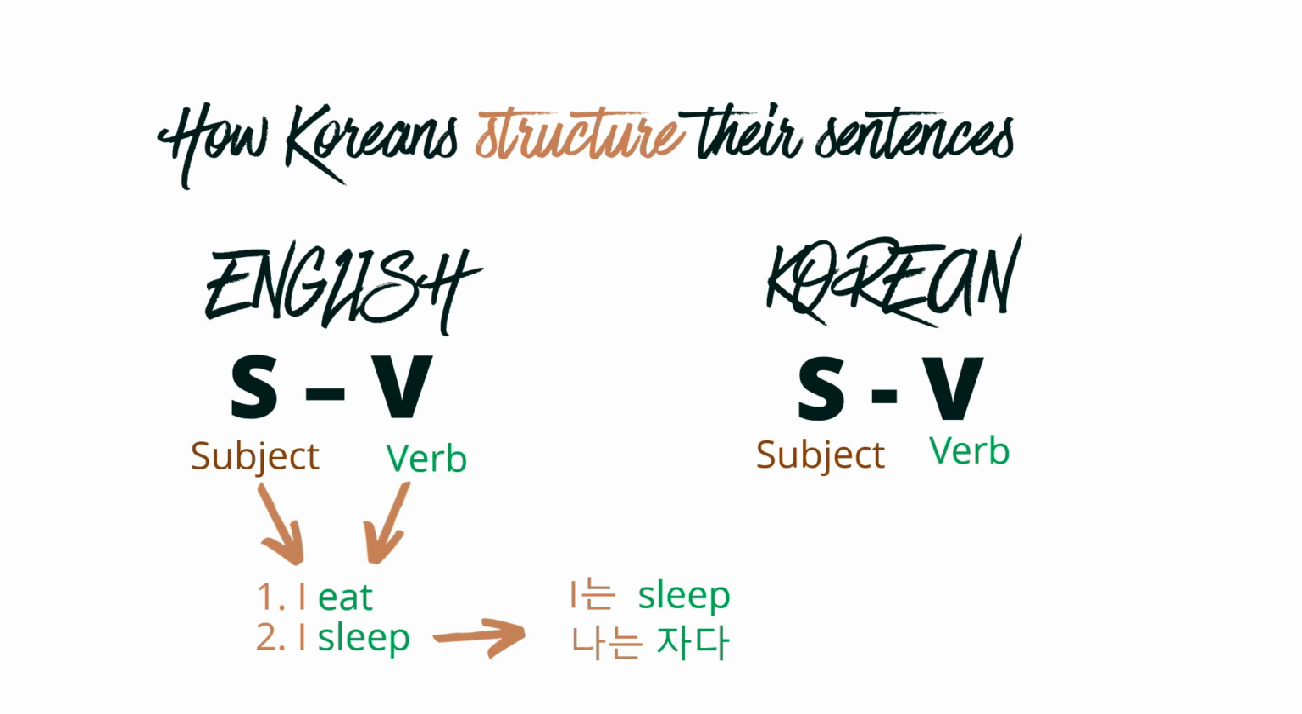I sleep. What about for I eat? Since our subject here is I and our verb is eat, we have to add 는 to our I, to our subject. So we say I는 eat, which in the Korean language is just 나는 먹다.